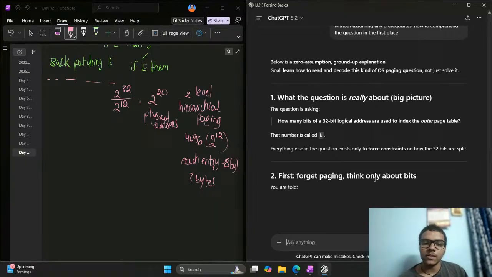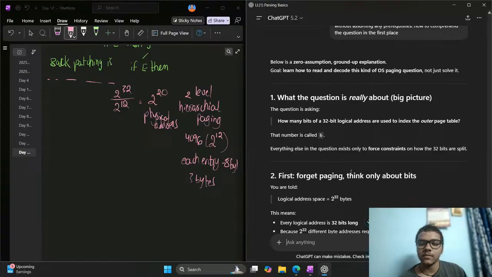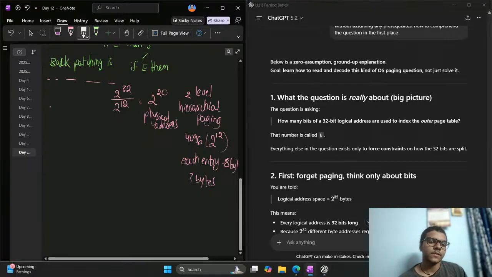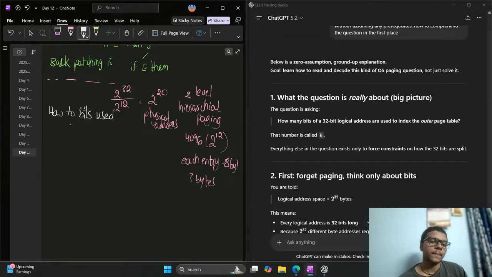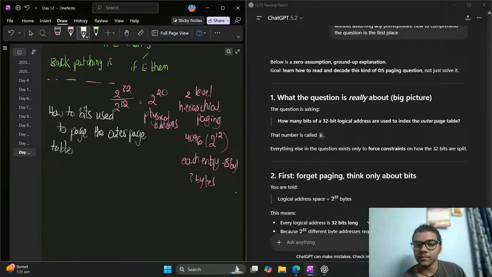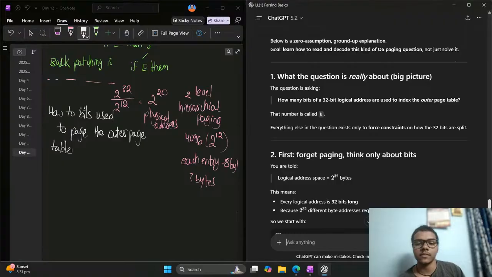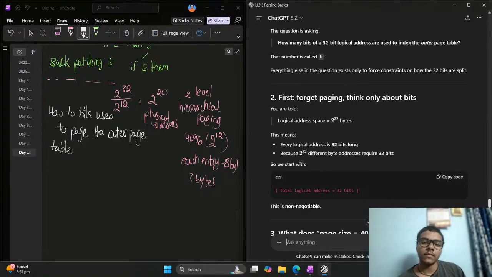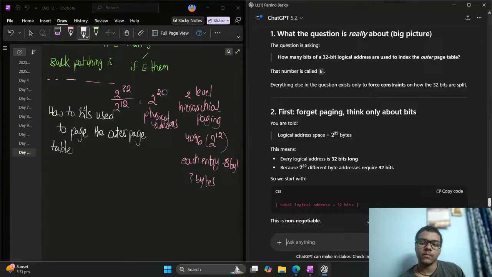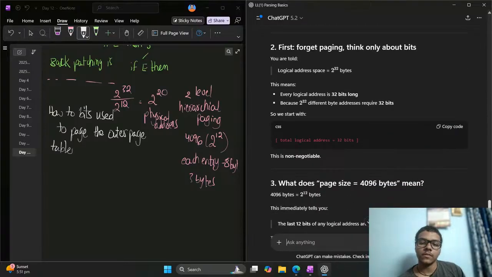How many bits of a 32-bit logical address are used to index the outer page table? Nice. How many bits are used to page the outer page table? Anything else in this question exists only to force constraints on how all 32 bits are split. Nice. Okay, that is non-negotiable.